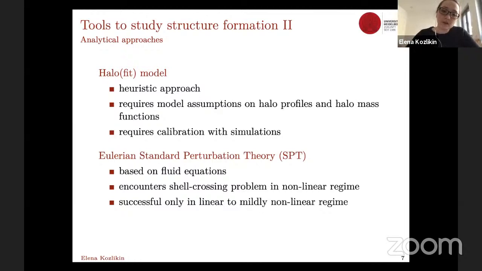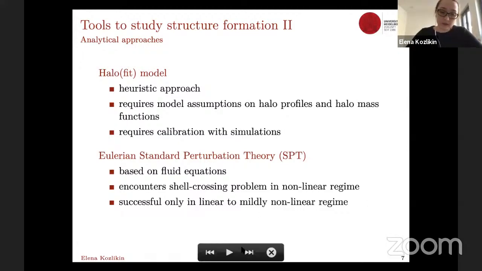And so, because of the shell crossing problem, SPT is largely successful in the linear or mildly nonlinear regime, but when it comes to the nonlinear regime, the perturbation theory just breaks down. The same thing happens for Lagrangian perturbation theory.